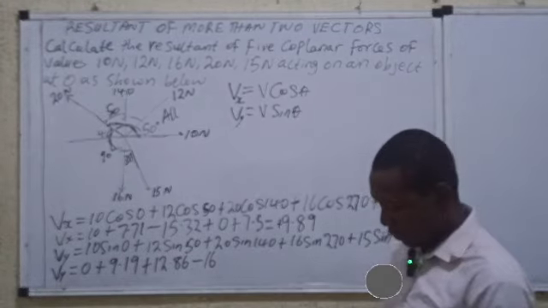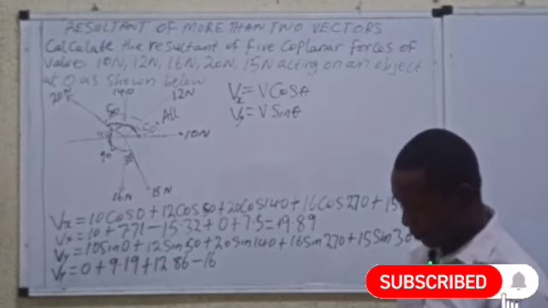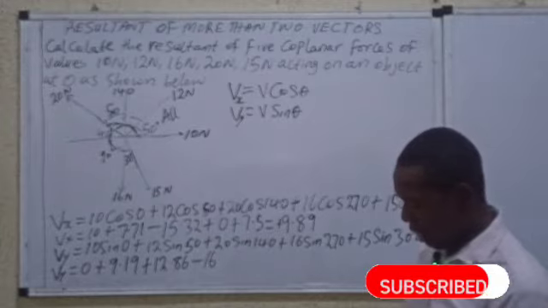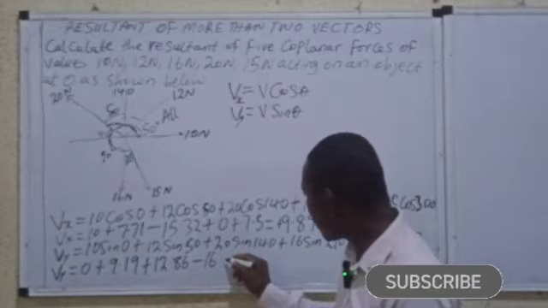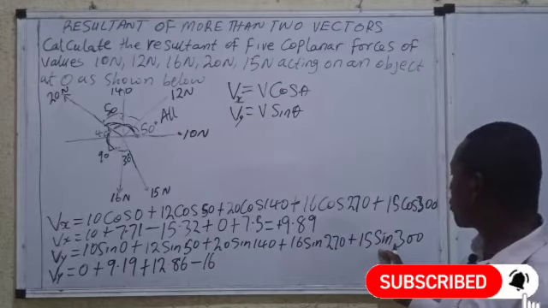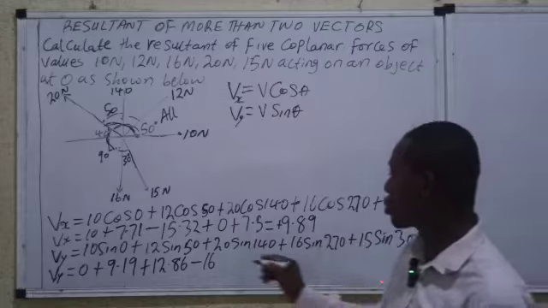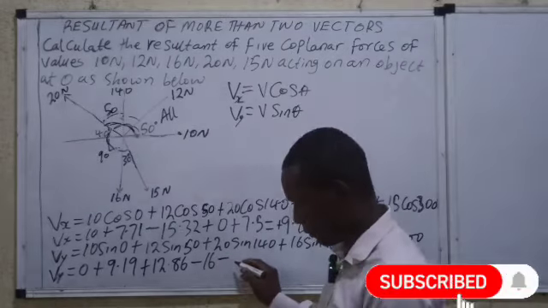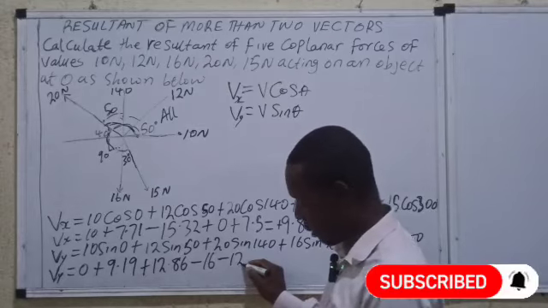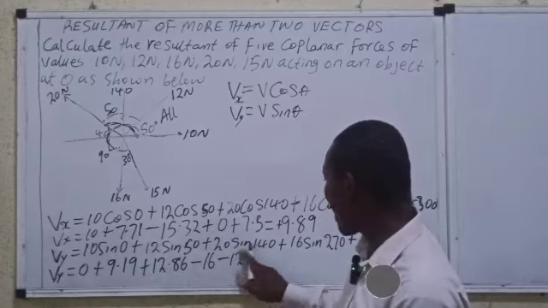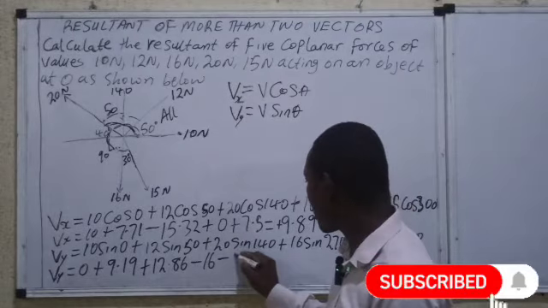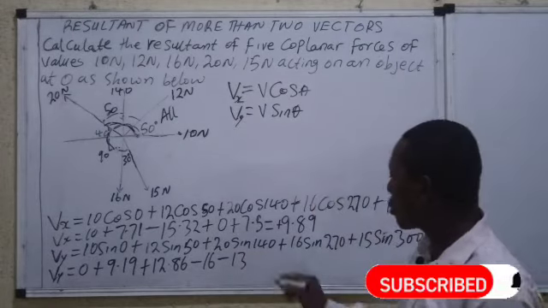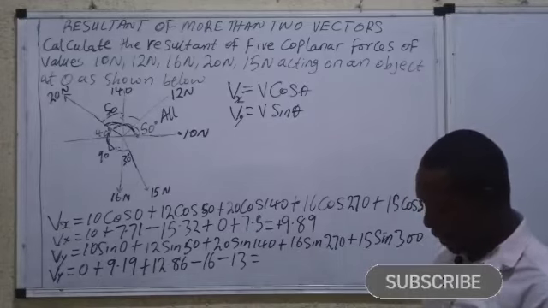So you now have 15 sine 300. What do you have? You now have negative also, because if you use negative times this positive, you also have negative. You have negative 12.99, which is approximately 13. Okay, so what will be our answer here?